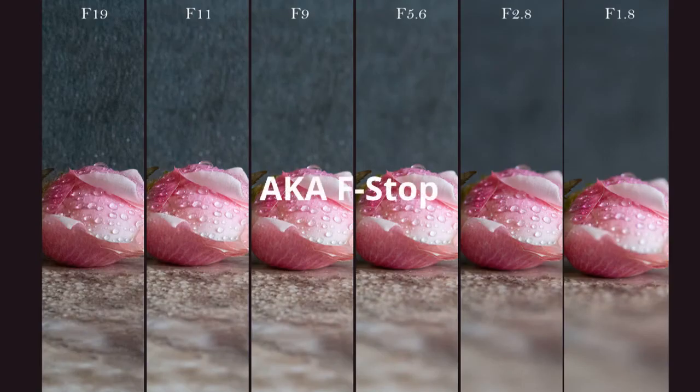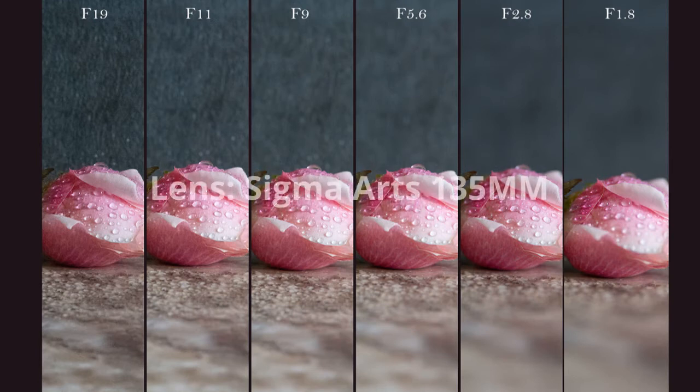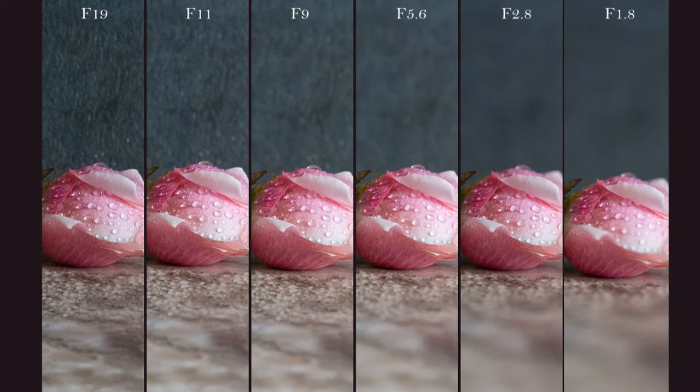Another commonly used term in the world of photography for your aperture is called your f-stop. For example, my lens goes all the way from f19 to f1.8. All right. And when I'm showing you these pictures that I'm about to show you, I really want you to pay attention to the background.